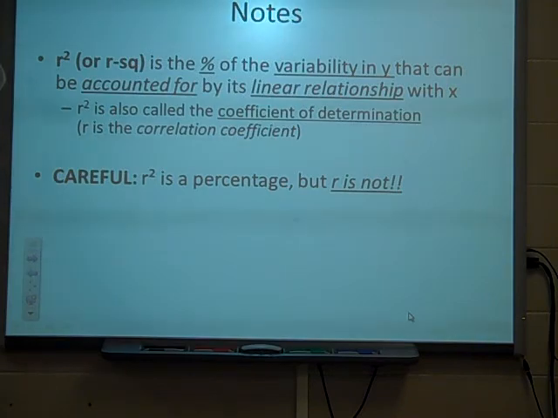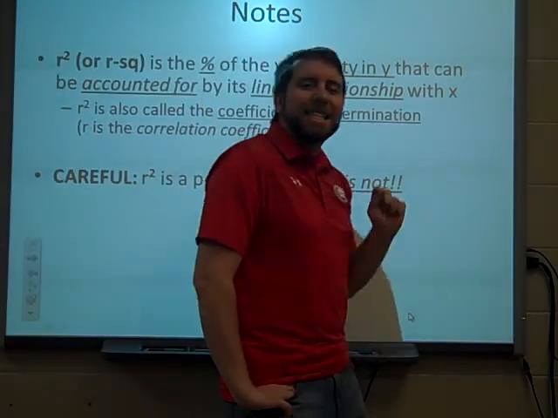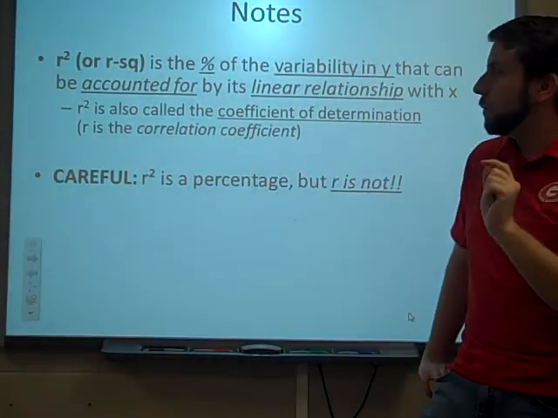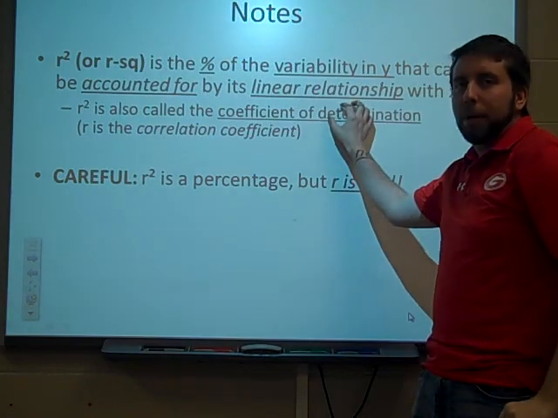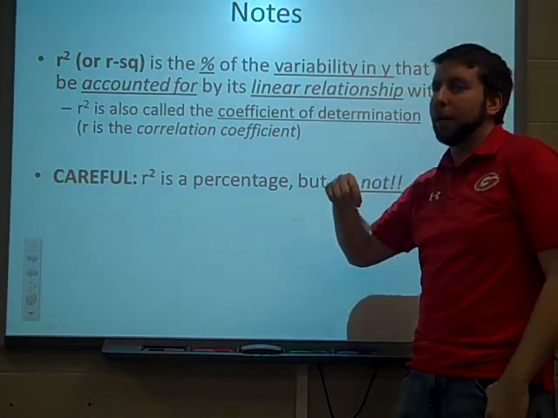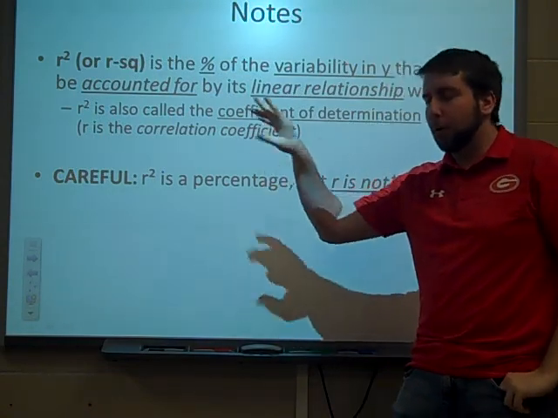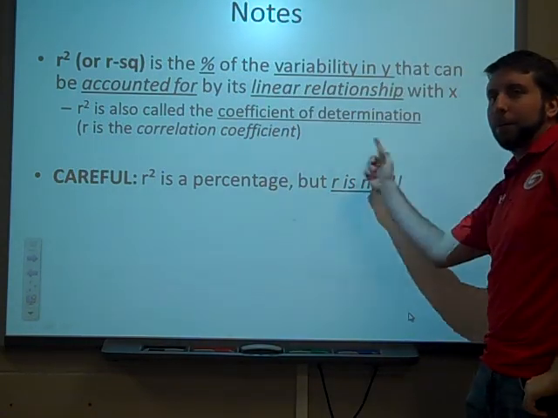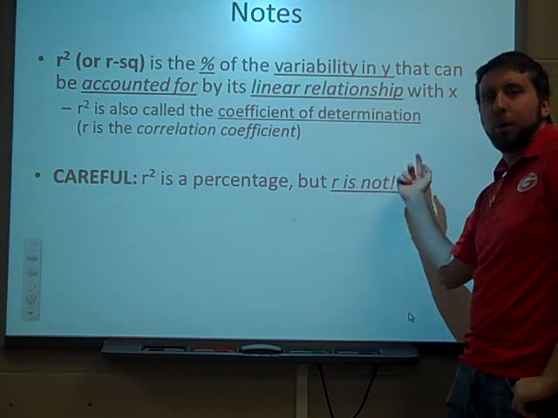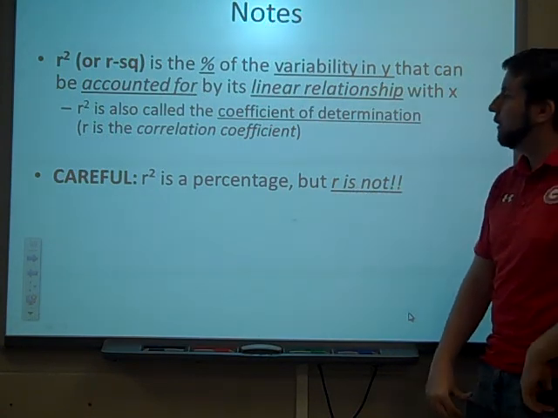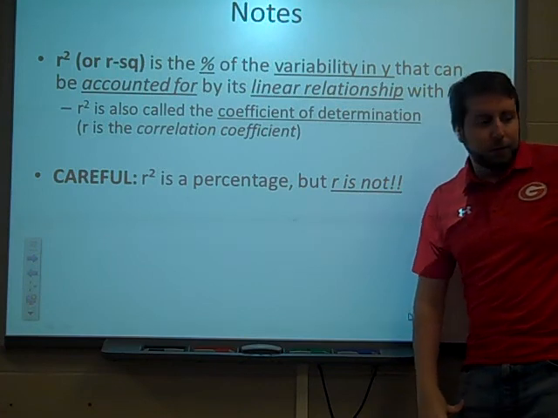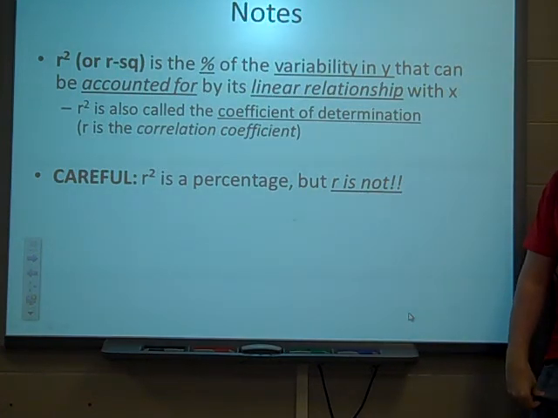Nothing to be careful of. R squared is a percentage, R is not. So when you're talking about R squared, or the coefficient of determination, make sure you're saying a percentage. Like in the earlier example, we said 82% of, and so on and so forth. R is not a percentage though. Never make R a percentage. Do not do that. Do not try to do that. That's not what R is. R squared is a percentage, R is not a percentage.